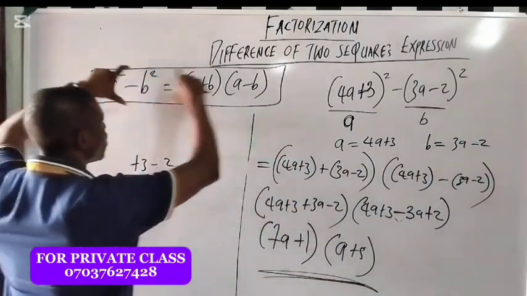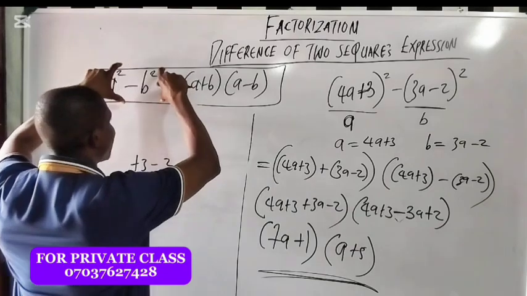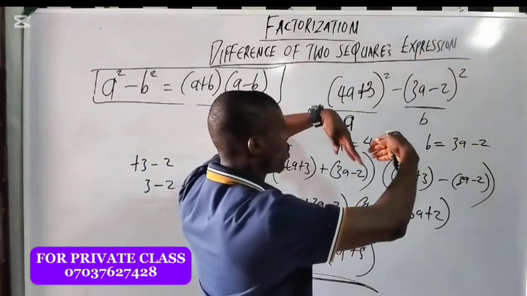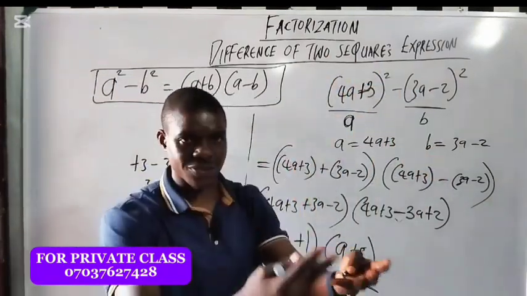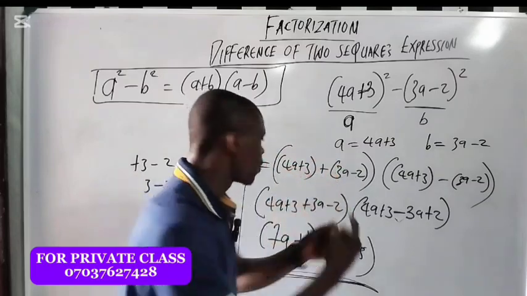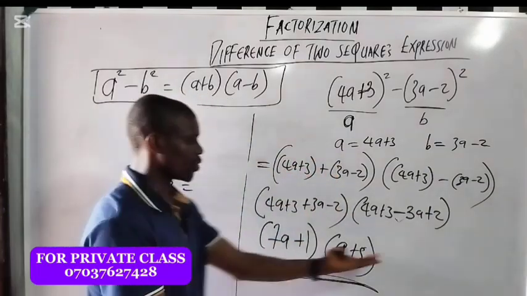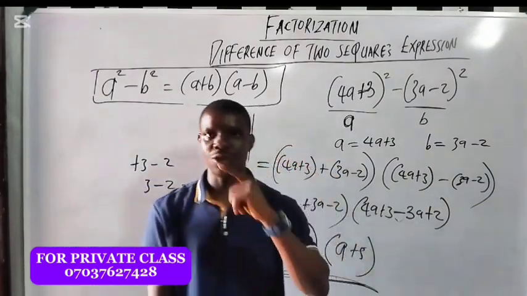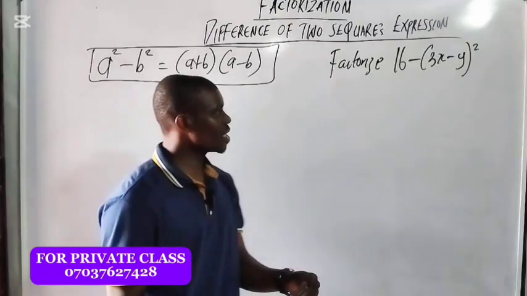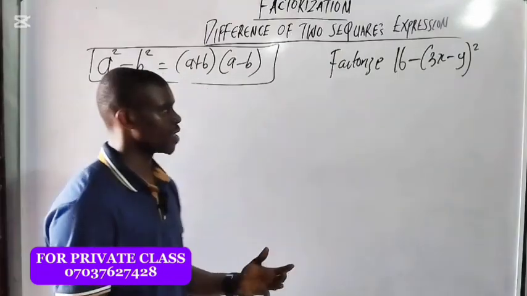So you need to put this in your mind. When you talk about difference of two squares, please put this in your mind. Whenever you begin to factorize, check if it's a difference of two squares. Apply this formula straight, and you get your answer. Hope you understand. So let's get on to that question. Let's factorize this expression here.